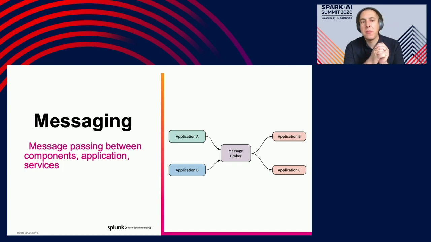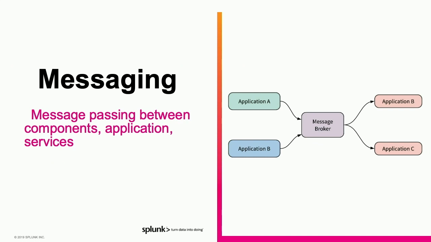Typically when people think about messaging, they think about message passing between components, applications, or different services. For example, application A can send a message, and this message might mean, for example, create a user account, and application B might take this and execute some action on it.